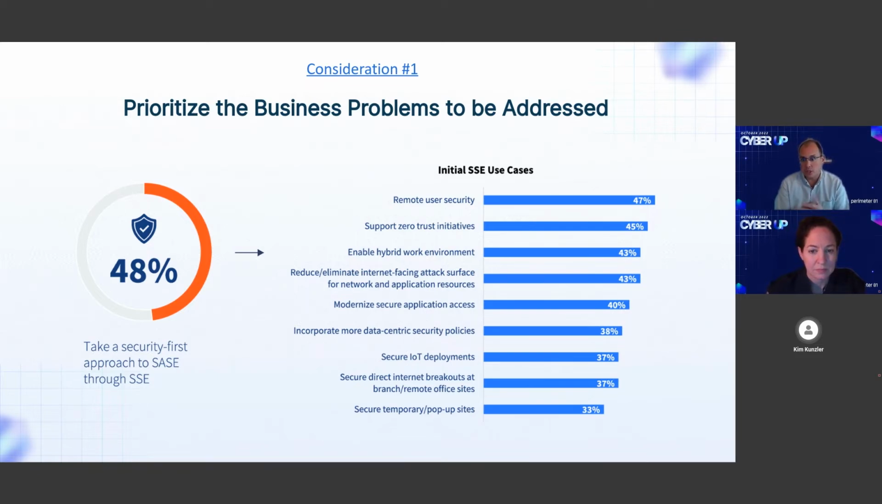You can see also secure IoT deployments on the list. So there's some very specific initiatives that organizations are looking to support through this as well as kind of just modernizing how branch office security is done and moving that to the cloud and so on.